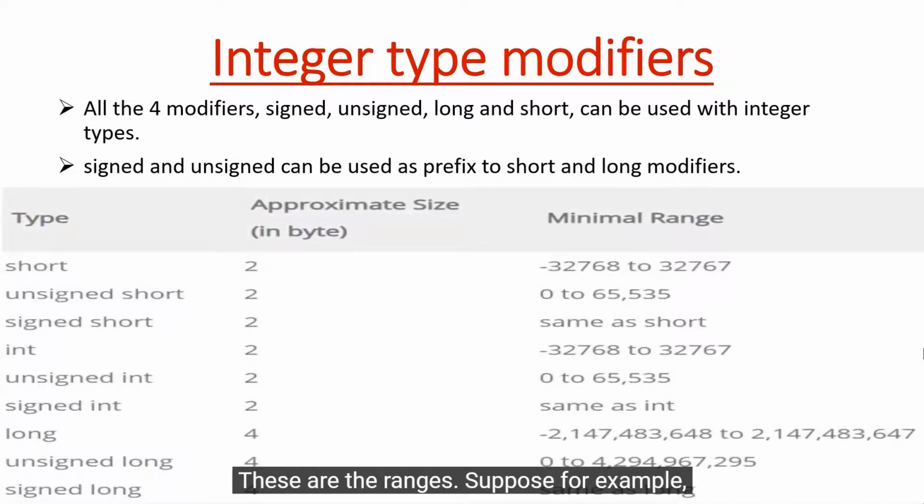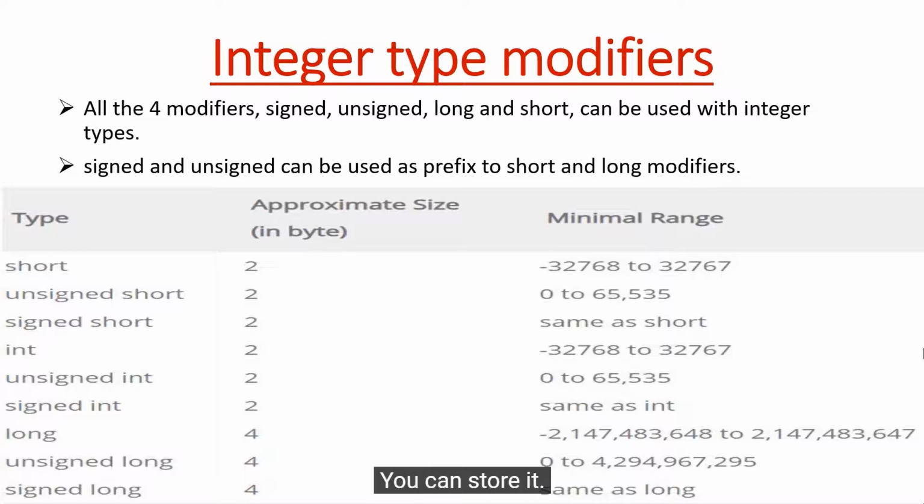These are the ranges. Suppose, for example, you are running a 16-bit architecture system and you are declaring a variable, and if you want to store the value 100, then there is no problem. You can store it. Now the problem is, if you want to store the value 50,000, then it won't work, because it has a range, and the range of an integer variable in a 16-bit architecture system, where it reserves 2 bytes of memory, is -32768 to 32767. So within this range you can store any value.